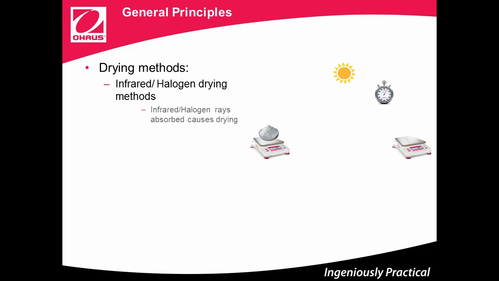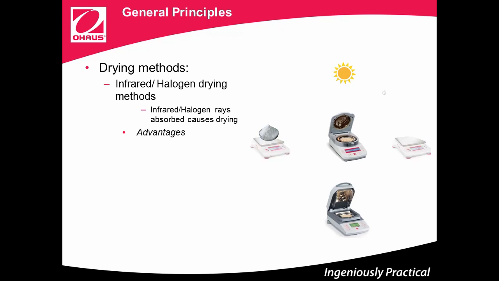Infrared or halogen drying methods. These methods dry by using direct infrared or halogen radiation. The rays absorbed by the sample cause drying. The infrared or halogen drying method has many advantages when compared to the traditional drying oven method. There is no need for extra scales or timers, because while drying, the precision balance integrated in the instrument continuously measures the sample weight and time, all in one instrument.